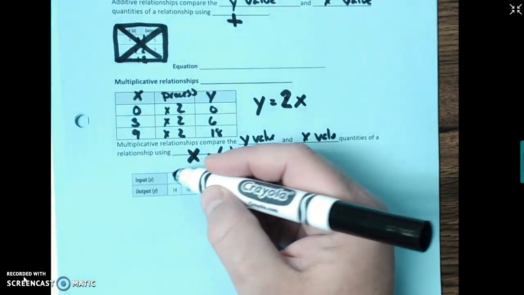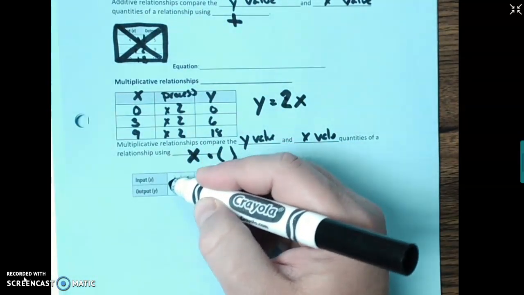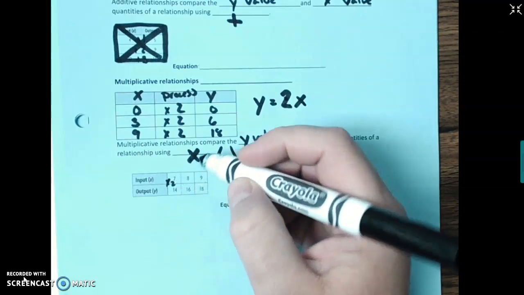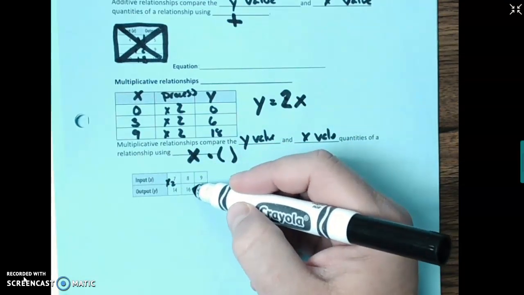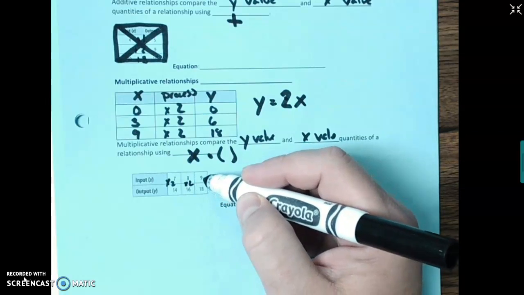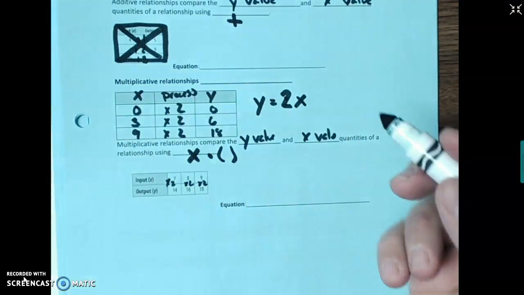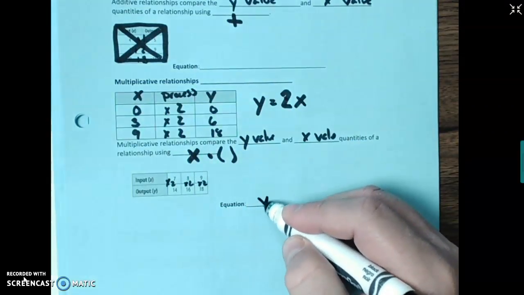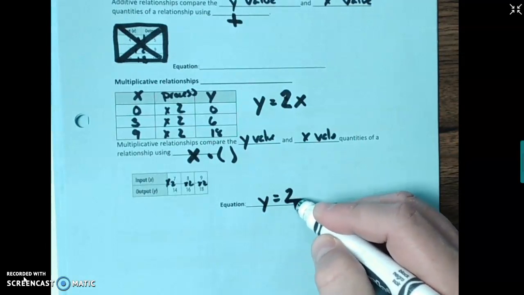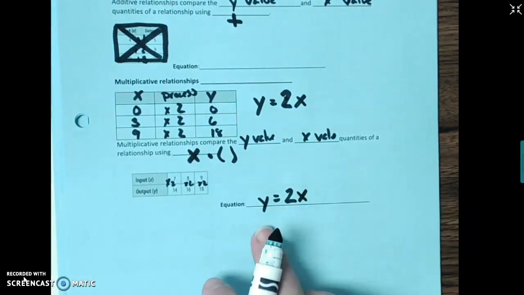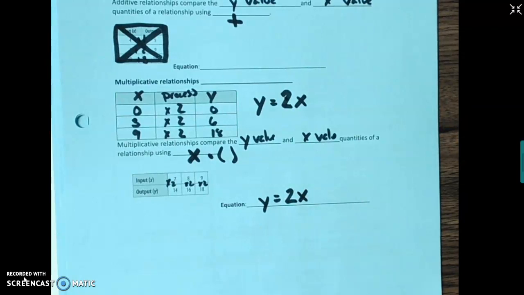So if we look at this, our y value is equal to 2 times our x value. Let's see if that's true for every one of them. Y value is 2 times our x value. Y value is 2 times our x value. So again, we have an equation of y equals 2 times whatever x is. Our y value always equals 2 times our x value. And that's it for this.